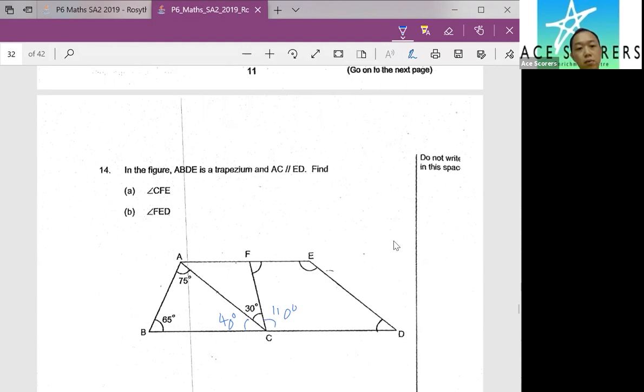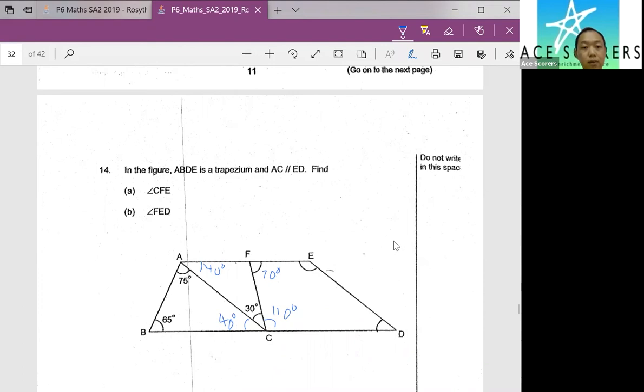Trapezium. So it's parallel. That means I can find this as well. 180 minus 65 minus 75. This is 40. CFE. So this has to be 70. Yeah, because interior angle. Next one, FED.